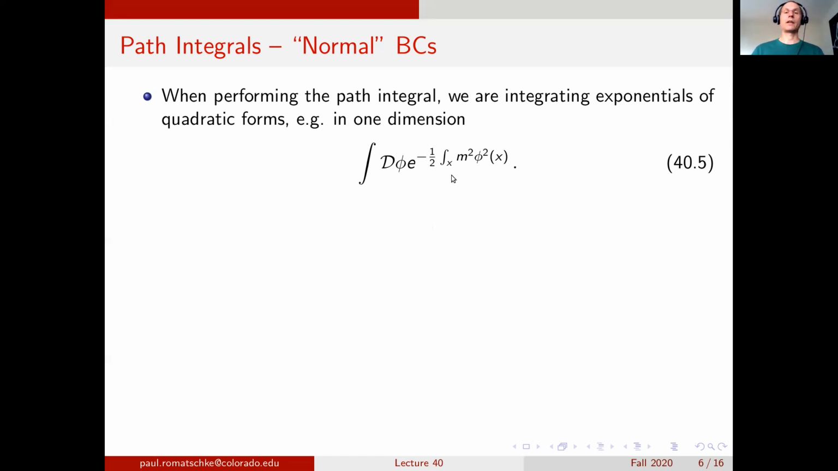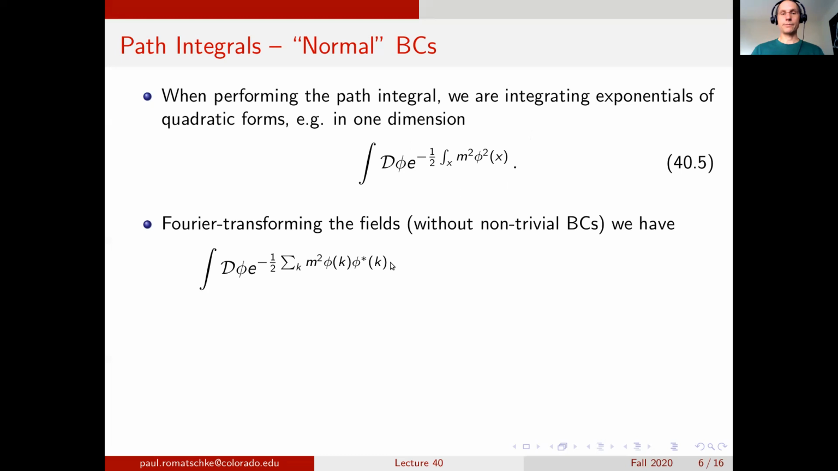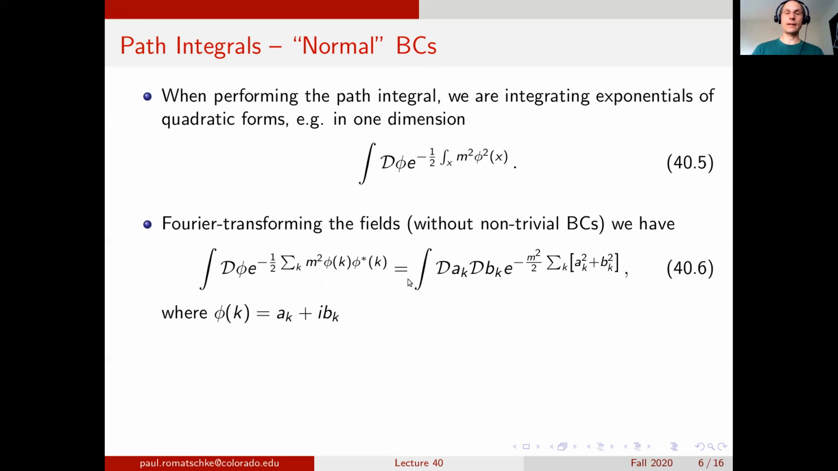So just as a reminder, when we have normal boundary conditions, we are interested in path integrals of quadratic forms in the exponential, such as this integral here. If we Fourier transform the field and we have normal boundary conditions, so no non-trivial boundary conditions at some locations, we can write the integral in terms of the Fourier components phi of k and phi star of k, and we can separate those in their real and imaginary parts. We call the real part ak and the imaginary part bk, and then we find that the path integral is given as the path integral over the real parts and the imaginary parts, e to the minus m squared over 2 sum over ak squared plus bk squared.